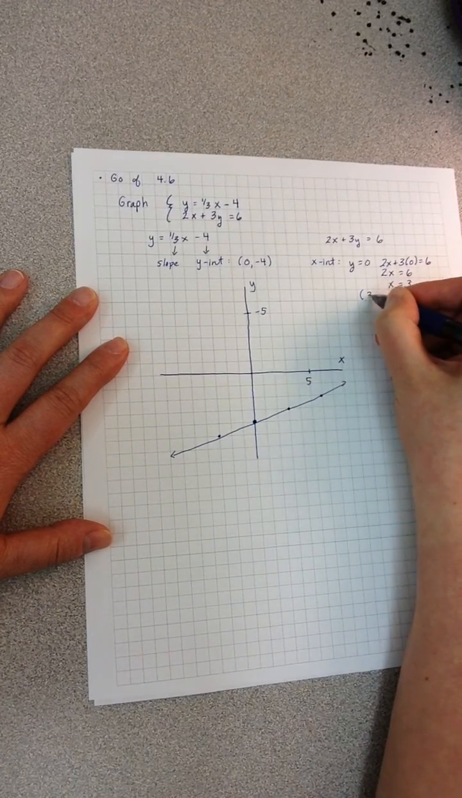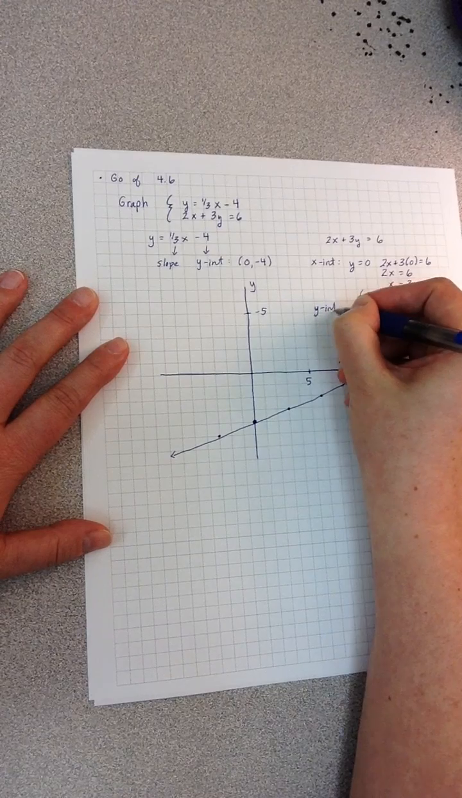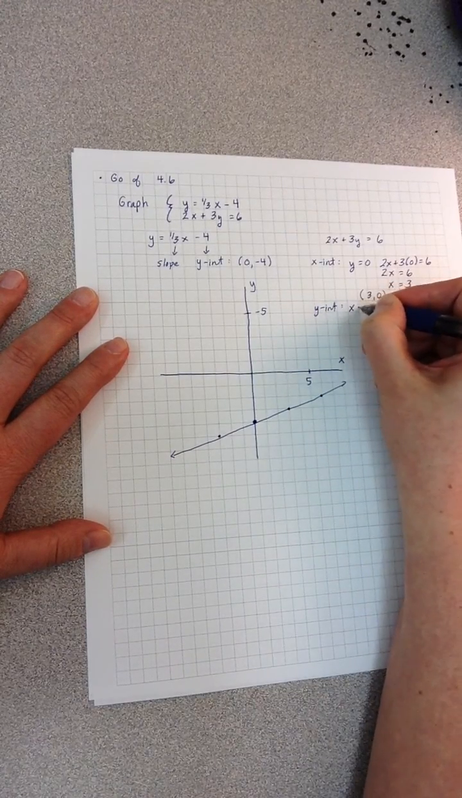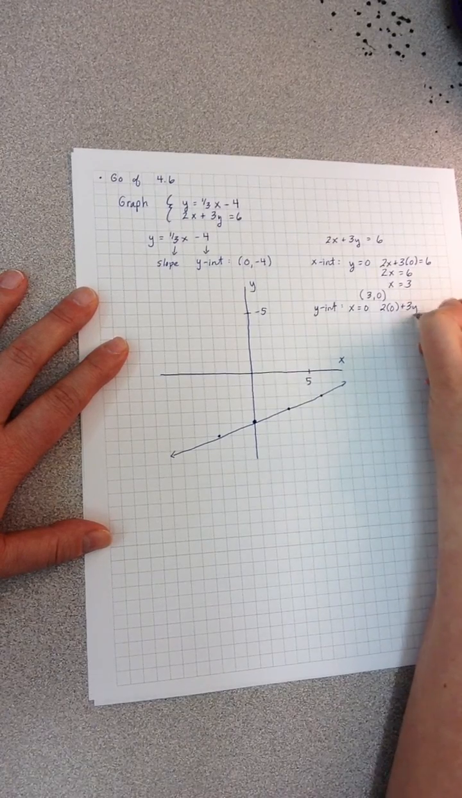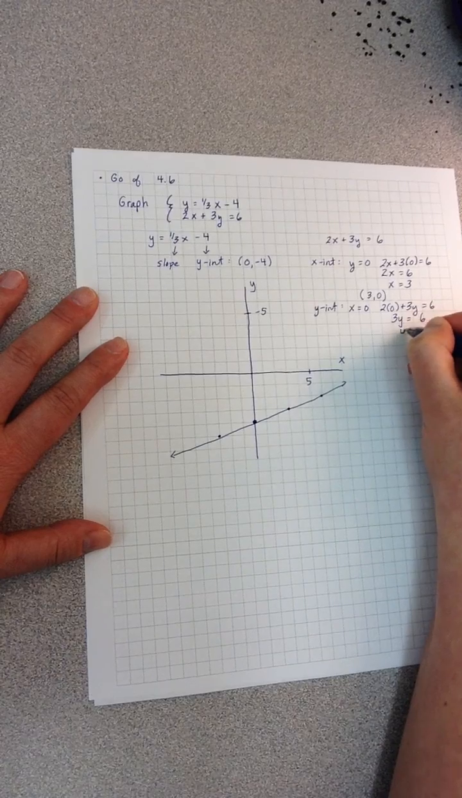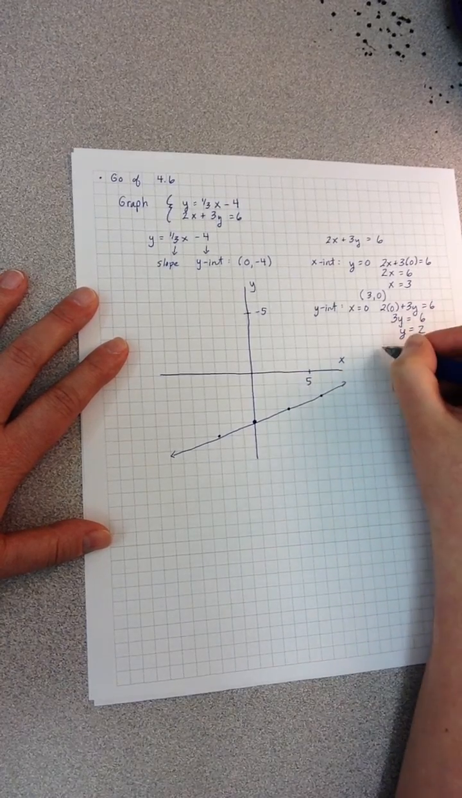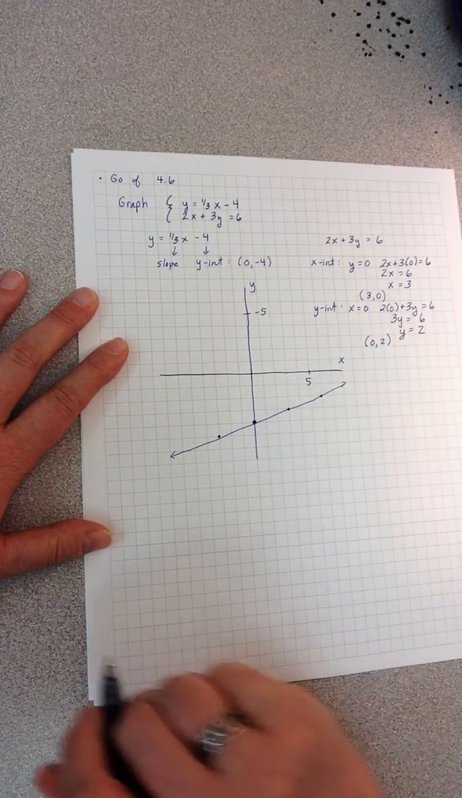This gives me the point 3, 0. And then I can find the y-intercept, and the y-intercept happens when x equals 0. So 2 times 0 plus 3y equals 6, 3y equals 6, y equals 2. So that's the point 0, 2.